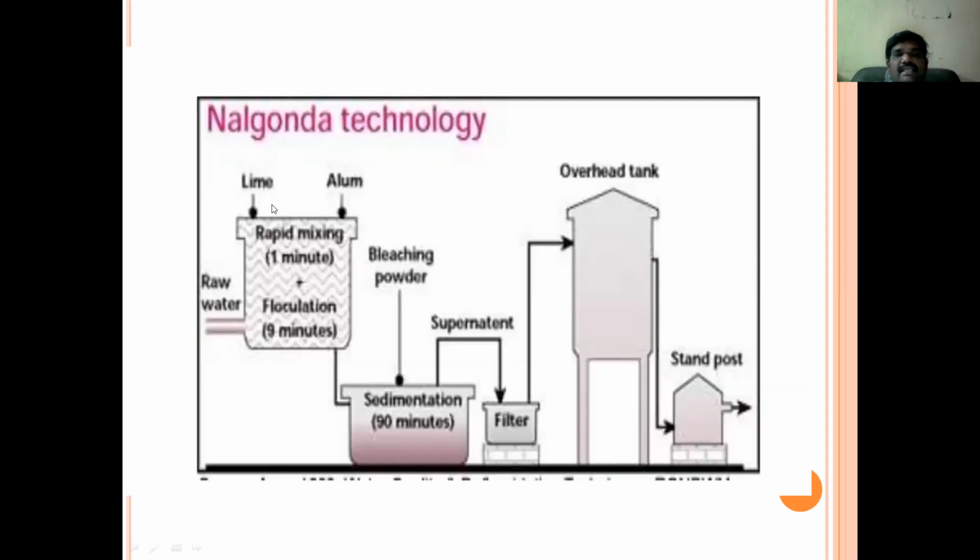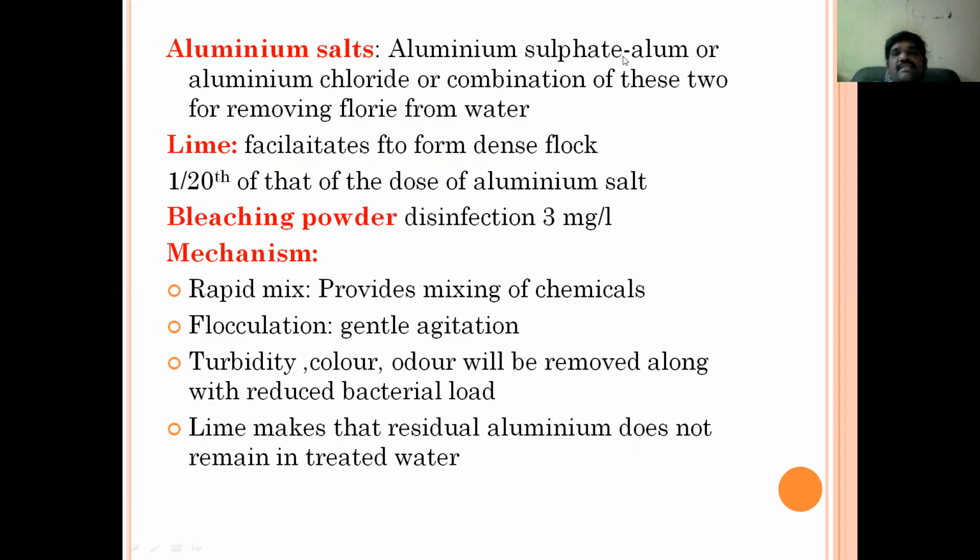Alum in the sense of aluminum sulfate, or aluminum chloride, or a combination of these two, for removing fluorine from water. How much concentration of lime? For 1 part of alum, 1/20th part of lime will be added. That is, 1/20th of the dose of aluminum salt. This is the combination.